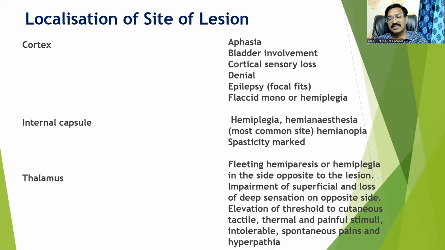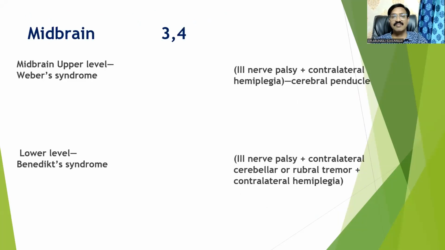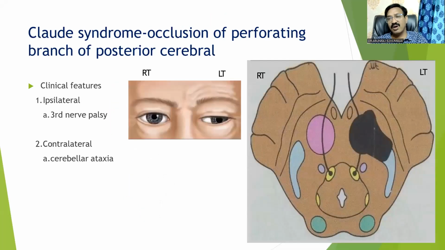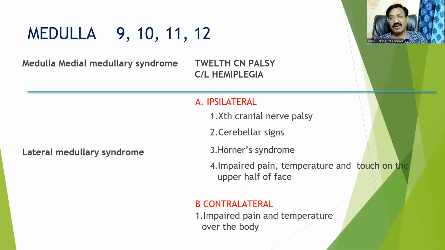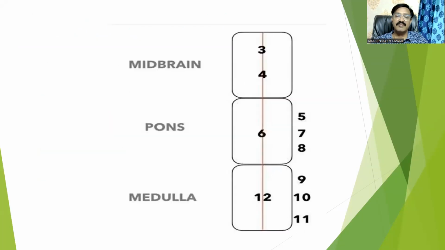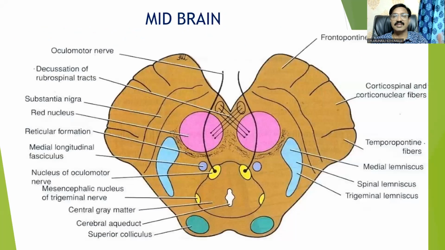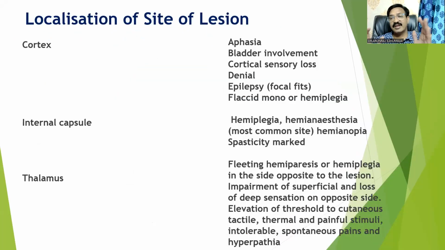The level of lesion may be in the cortex, it may be in the internal capsule, it may be in the thalamus, it may be in the midbrain, it may be in the pons, it may be in the medulla, or even in the spinal cord. So various levels may be the cause of hemiplegia. In the diagnosis we have to work out at what level it may be, and which clinical features give proof that it is at a particular level.